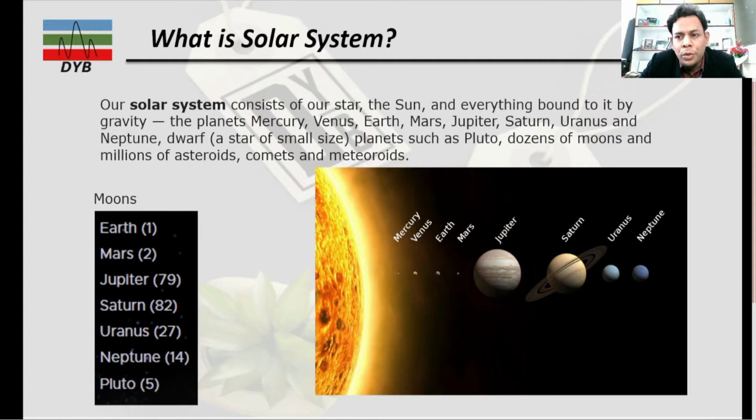And there are hundreds of moons and millions of asteroids, comets, and meteoroids. If you look at the list of the moons, Earth has 1 moon, Mars has 2, Jupiter 79, Saturn has 82 moons, Uranus has 27, Neptune 14, and Pluto has 5 moons around its orbit. So there are hundreds of moons, or satellites, we can call them.